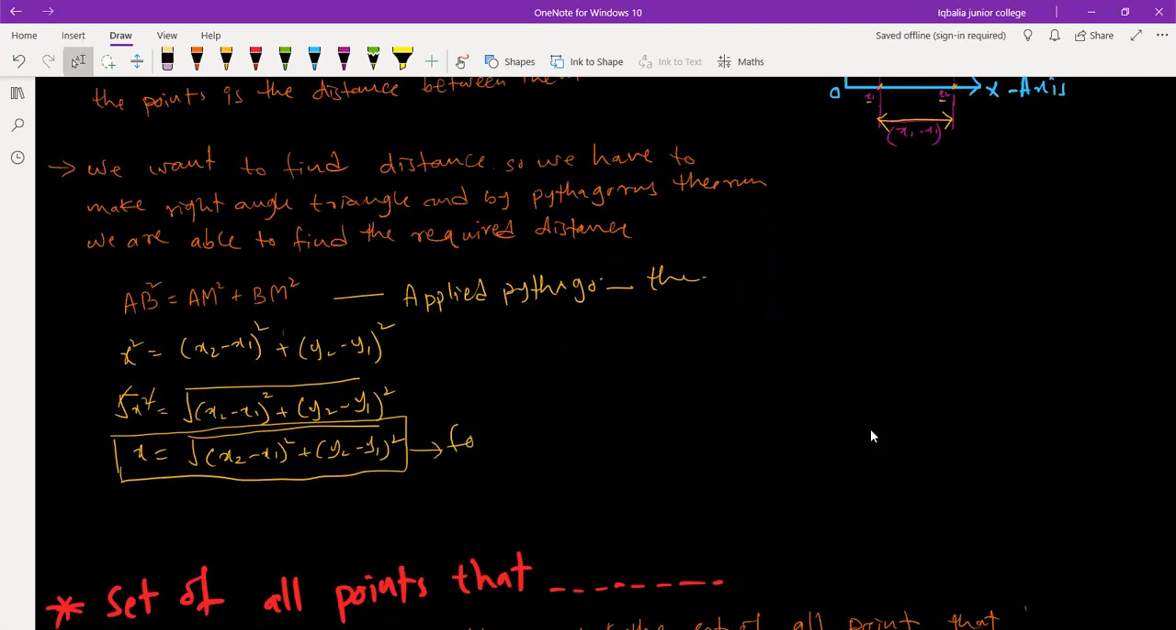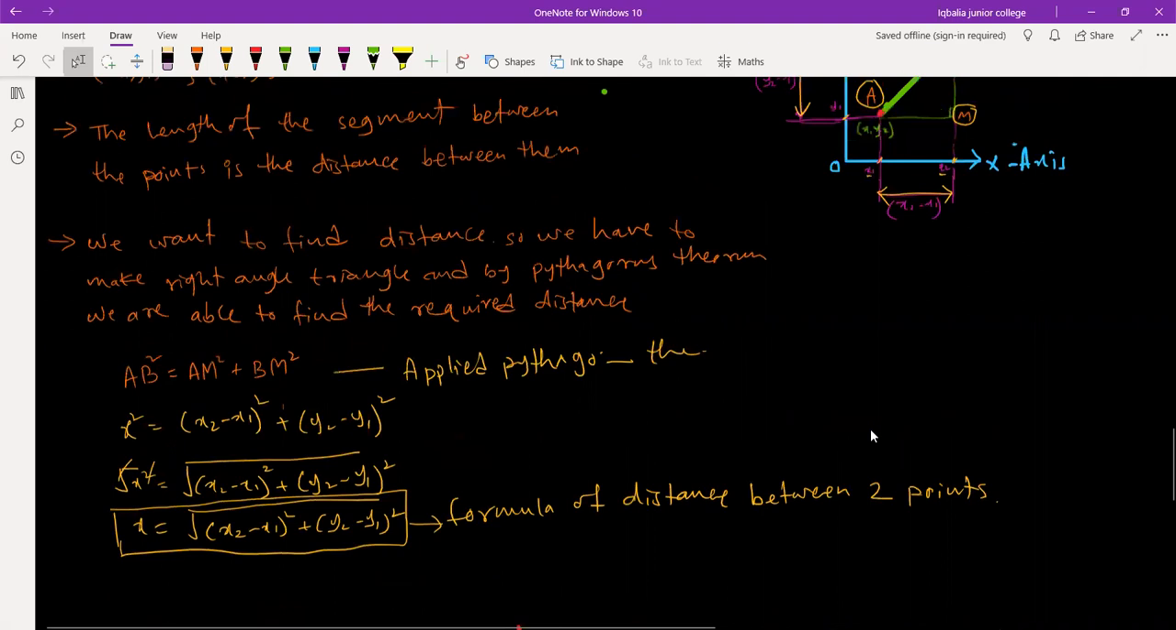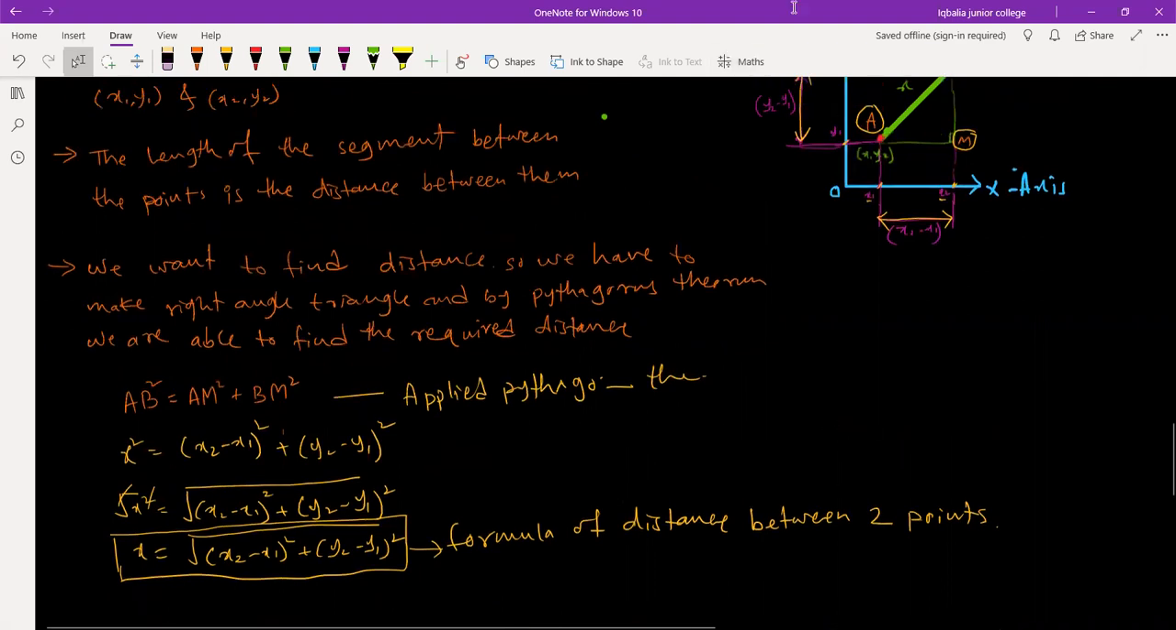This is the formula of distance between 2 points. Have you understood the distance between 2 points, how we can derive it? Just leave your comment.